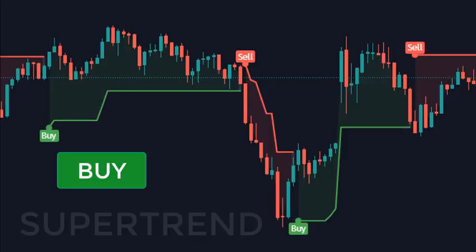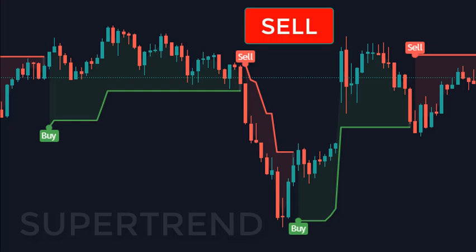Generally in Super Trend, a buy signal is generated when the Super Trend closes below the price and the color changes to green. On the other hand, a sell signal is made when the Super Trend closes above the price and the color of Super Trend turns red. But we use the Super Trend indicator in a different way. Now we will see the rules for this strategy.